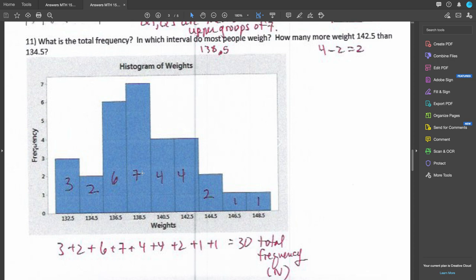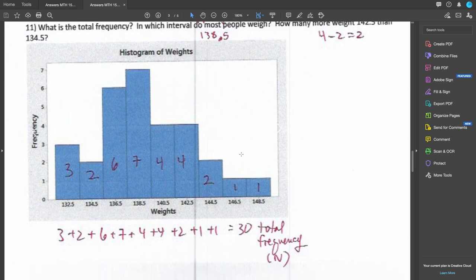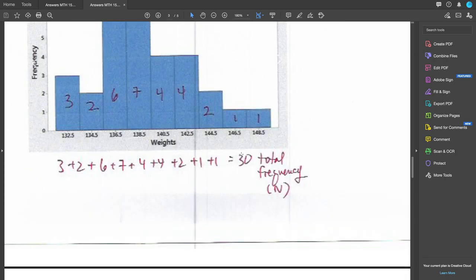How many people weigh more than 142 and a half? Over here, 2, 1, and 1. That would be 4 people weigh more than 142 and a half. I don't know why I put that down, but there are 4 people who do.